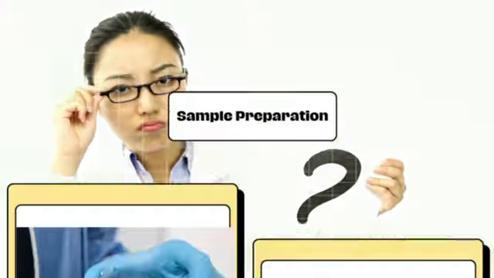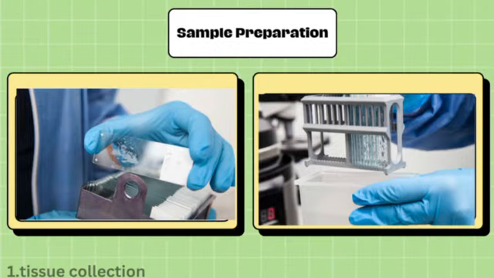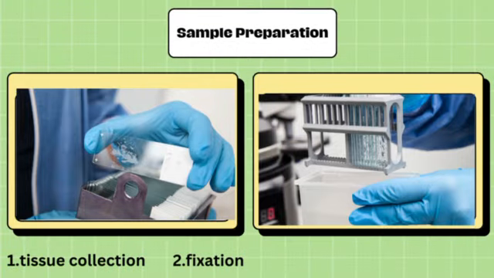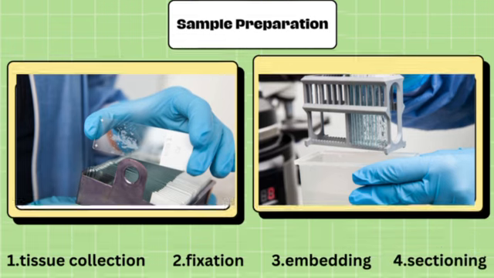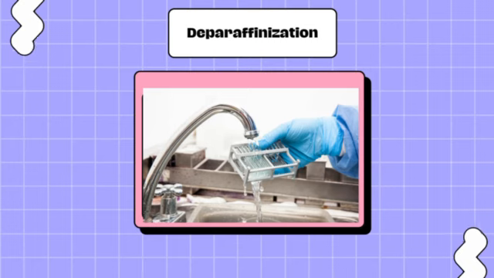So how does IHC work? Let us walk you through a simplified step-by-step process. First, sample preparation. This involves collecting tissue, preserving it in formalin to maintain structure, embedding it in paraffin wax for stability, and then slicing it into thin sections for analysis.